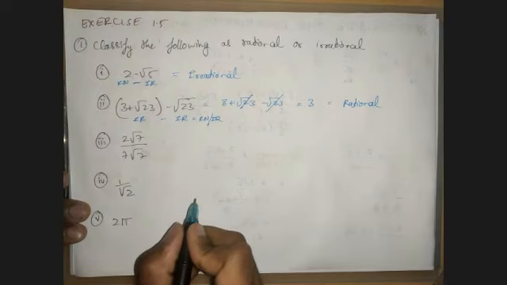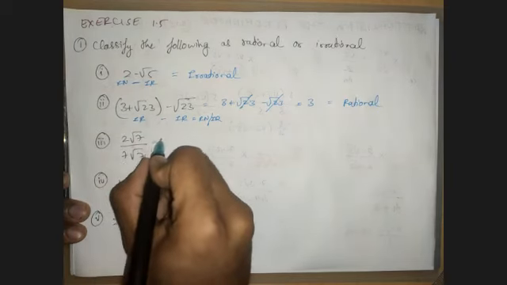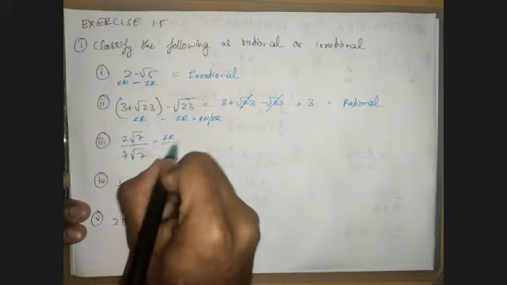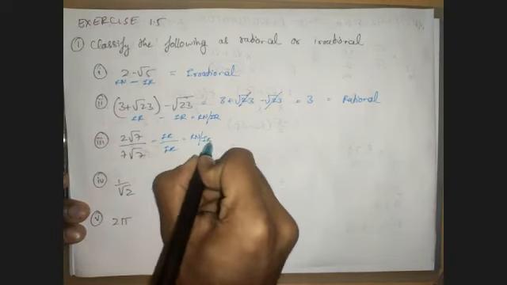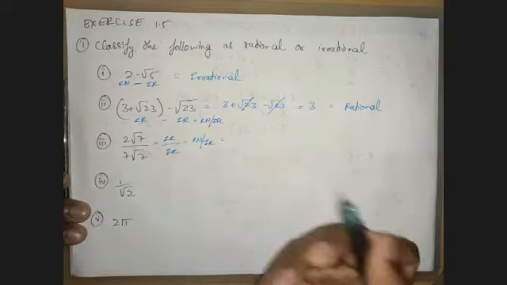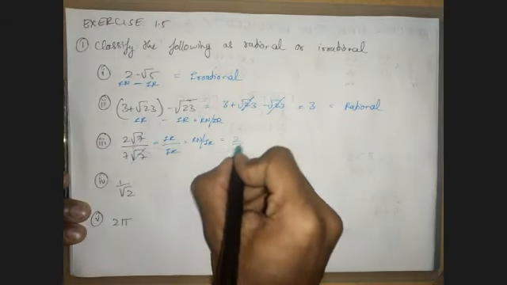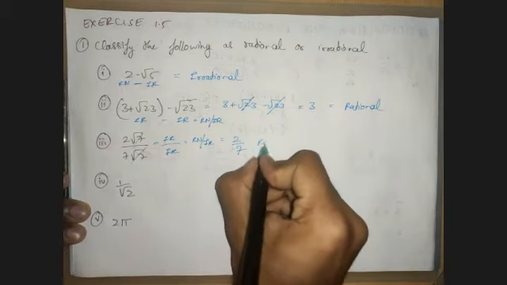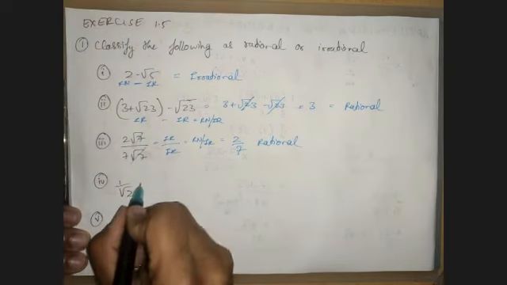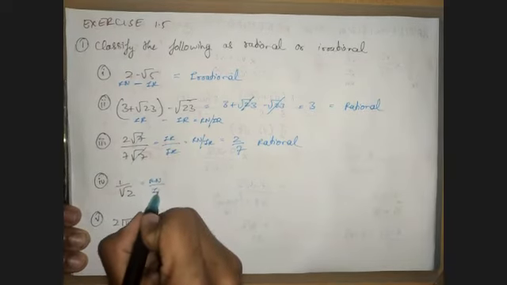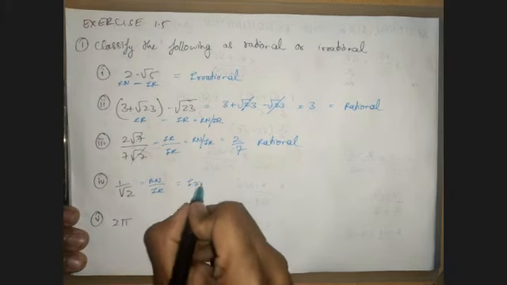Now, let us look at this problem. This is an irrational number by an irrational number, so it can be a rational number or an irrational number. So we have to solve this. How do I solve this? Root 7 gets cancelled, so I get 2 by 7, which is rational. This is a rational number by an irrational number. So rational by irrational is definitely irrational.